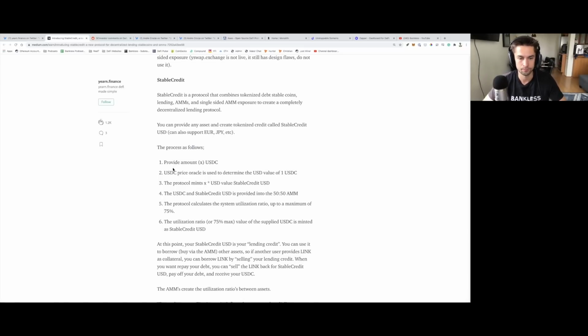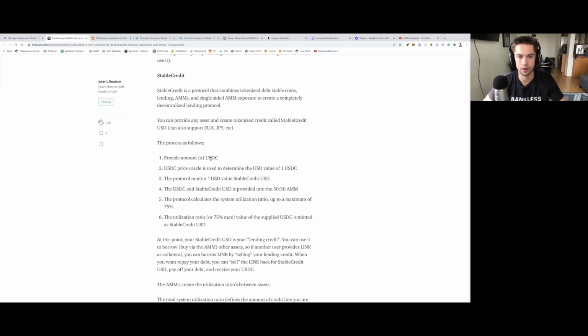And so here's the process. You come and you provide an amount of collateral, right? Like $1,000 of USDC. The USDC price oracle is used to determine the value of one USDC. So we need to know that this thing actually has a price, right? And so this is using Chainlink. Shout out to the Chainlink Marines. And then the protocol mints the value of the collateral you deposited times the USD value of stable credit USD, I think. Then the USDC and the stable credit USD is provided into the 50/50 automated market maker, which is Uniswap. He's talking about Uniswap here.